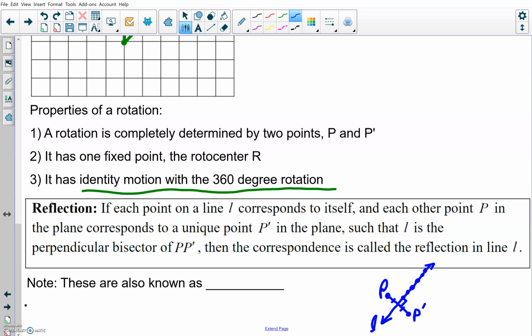So for these reflections, if you draw a line segment between the point and its image, the line L will be the perpendicular bisector of that. Another way to look at this is, we started over here, I'm going to go to the line and then go that exact same distance on the other side of the line. And I want to make sure that I'm hitting that line at a right angle. I want to travel the shortest distance to get to the line, which would be meeting at a right angle. So the correspondence when these conditions are satisfied is called a reflection. These are also known as flips. If you flip P over line L, you end up at P prime. That's another way they'll talk about it.